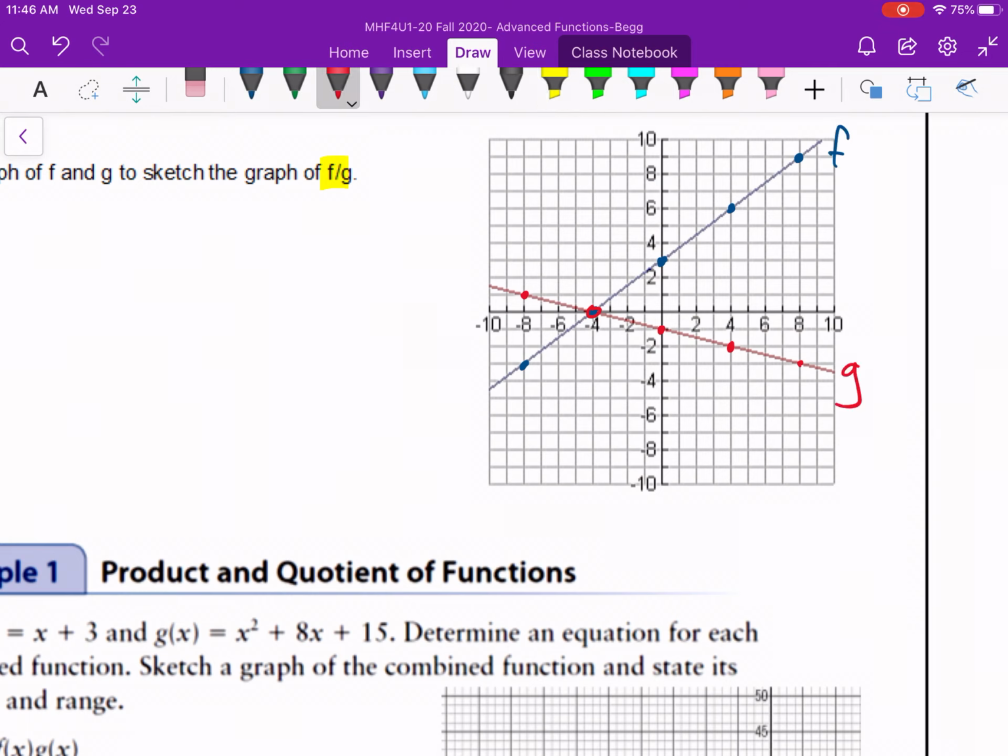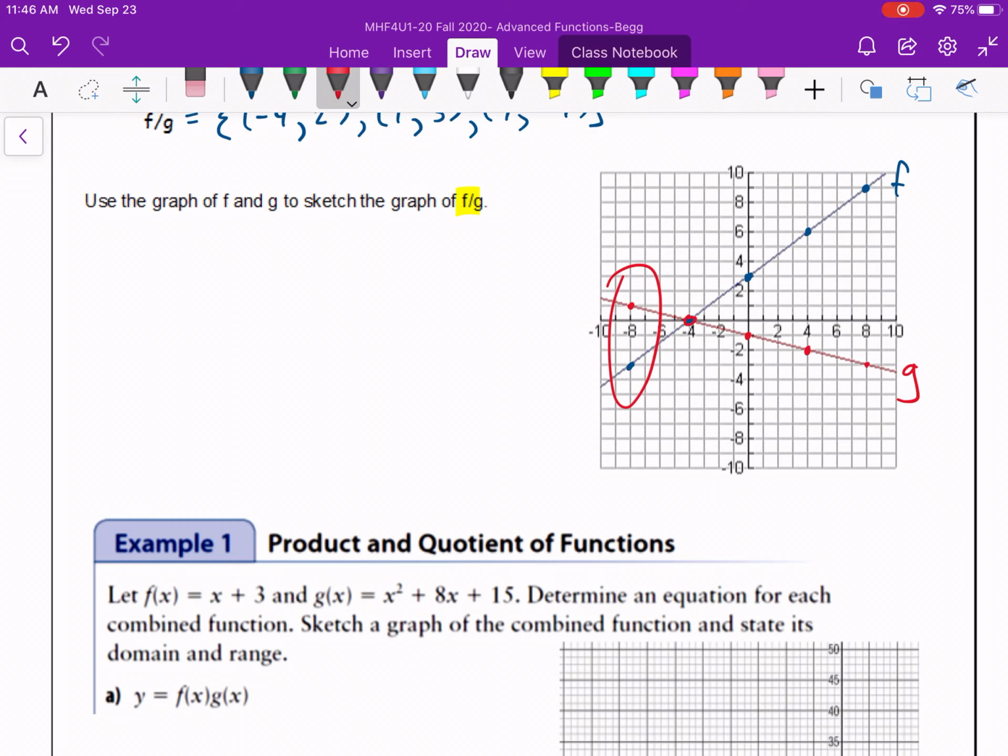So if I'm dividing f by g, I want to go along at all the different points and divide the y-coordinate of the blue by the y-coordinate of the red. So when I do that, let's do this in green. For at -8, I'm going to divide -3 by +1, and I'm going to get -3. So I'm going to get a point at -8, -3. Here, I'm going to divide 0 by 0, which doesn't make sense now, does it? We can't divide 0 by 0, so let's just make a note of that.